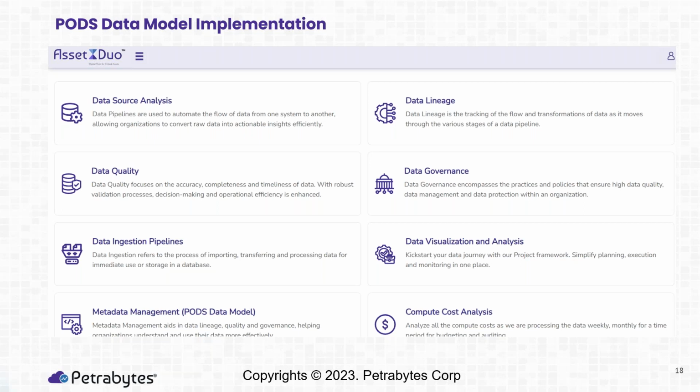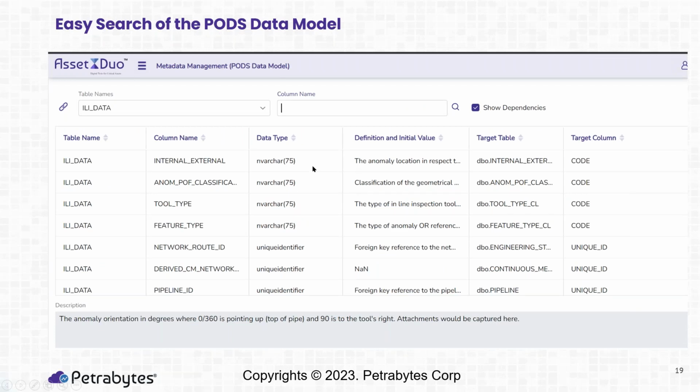So today I'm going to show you the PODS 7 model, how we have integrated and how you can do the search. So this is an example of a metadata search, how you can search on the entire PODS model. And it will also show you, this is a very easy search where you can type in what is the column and it will give you the entire information.